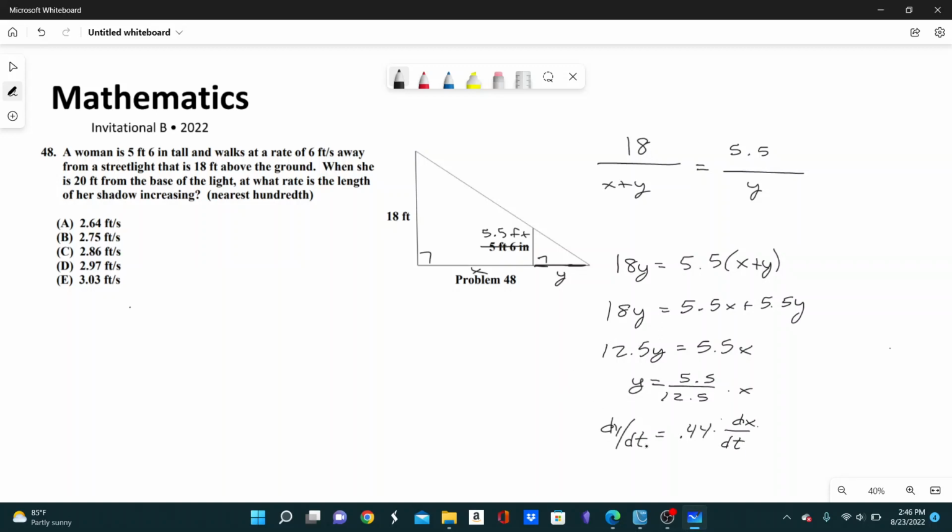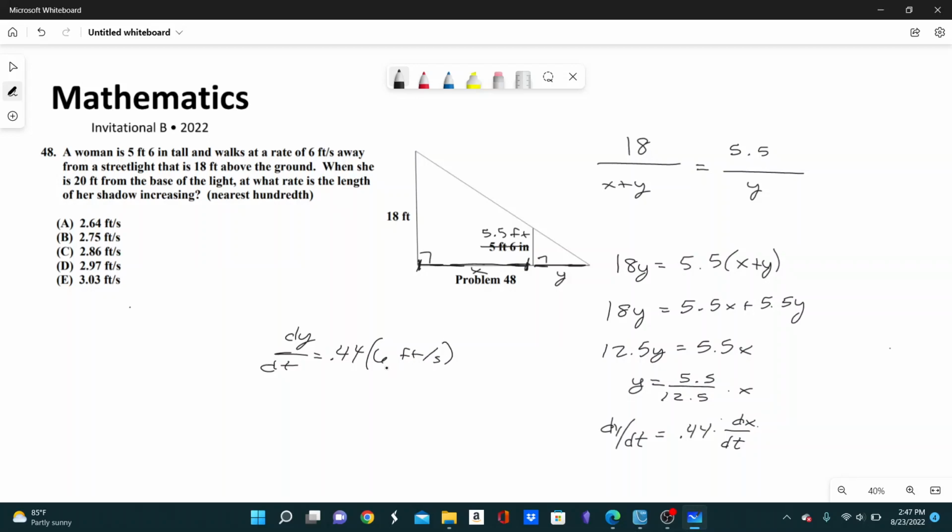So now we can find the rate that the shadow changes with respect to time if we know the rate that she moves away from the street light, which we know because it tells us that she walks at a rate of 6 feet per second. So dy dt will be 0.44 times dx dt, the rate at which this distance changes, which it tells us is 6 feet per second.